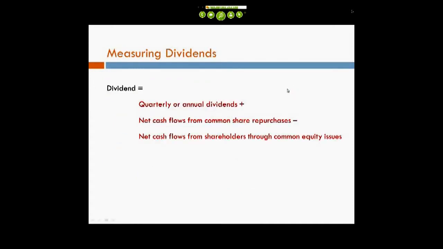Okay, so as we measure our dividends, we said dividends are whatever actual payment is made, quarterly, annual. If any of your companies had a special dividend, be careful because that's not going to happen every year. I don't think that's happened in anything, not that I know of. So it's that plus net cash that goes to your shareholders through repurchase of stock, minus cash that's taken from your shareholders by issuing more stocks, which dilutes the existing shareholders' value.